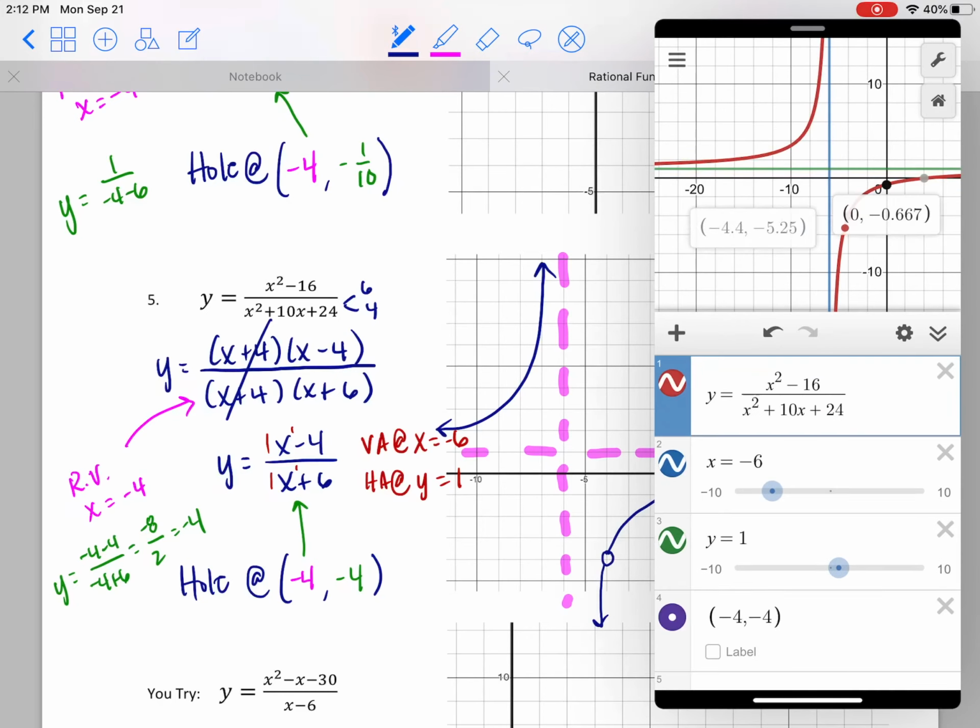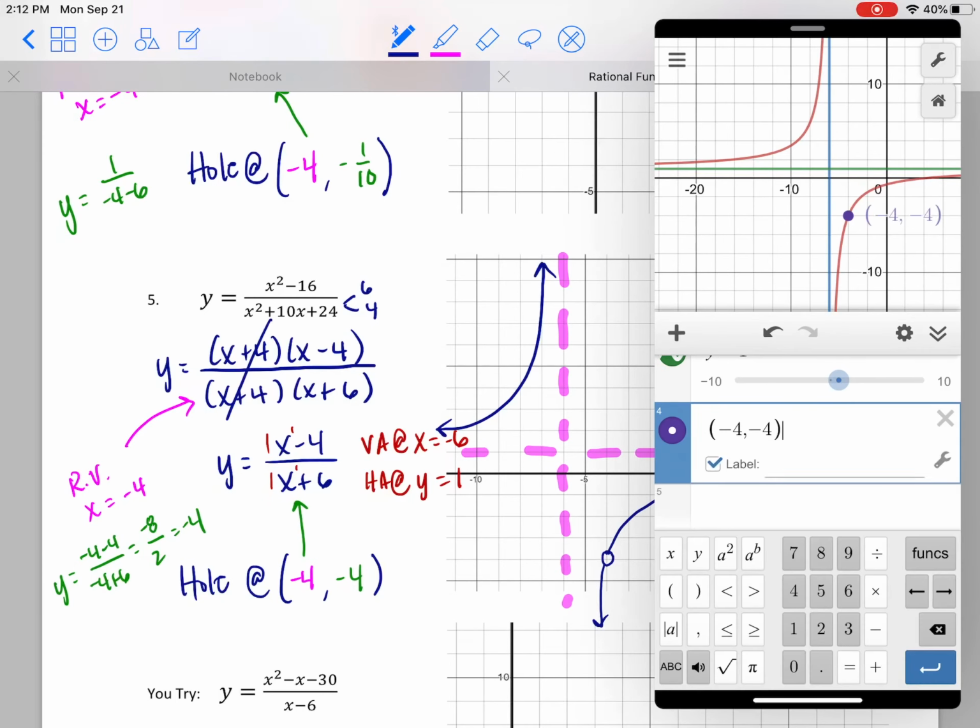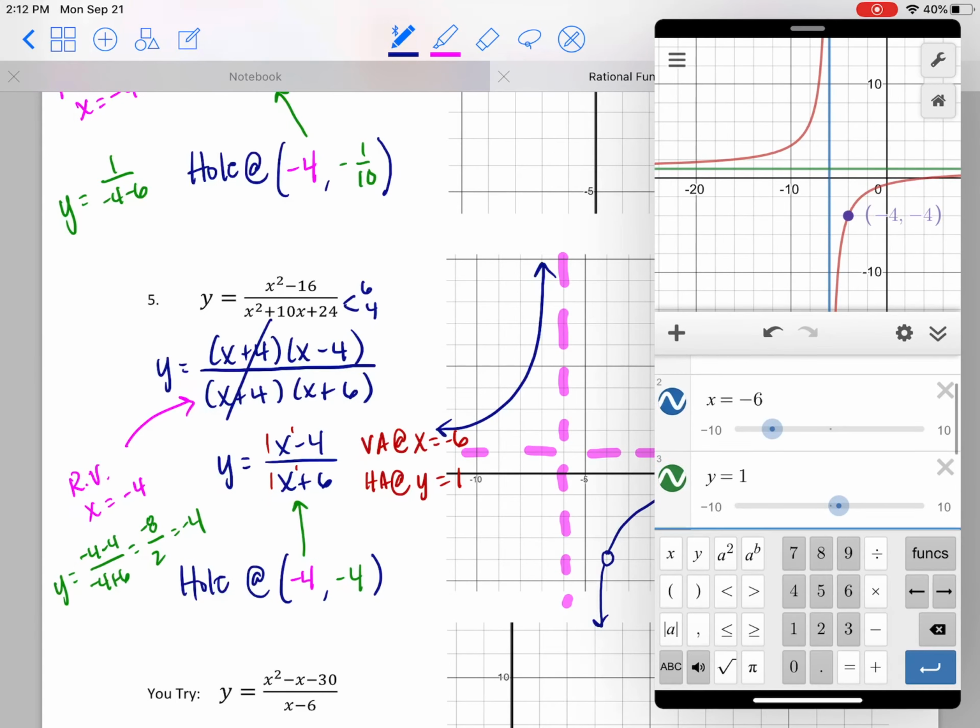And let me just, again, use my cursor to go over to -4 and make sure that was correct. Yeah, see how it says -4 undefined, right? -4 is the correct x value. And the point that I've plotted there looks like it's in the right spot.